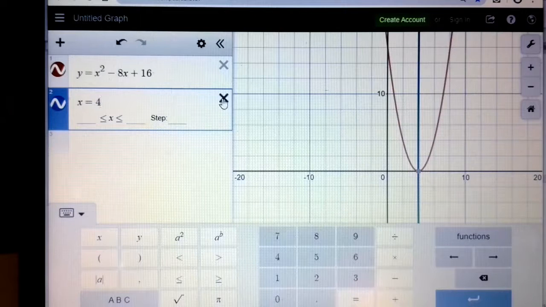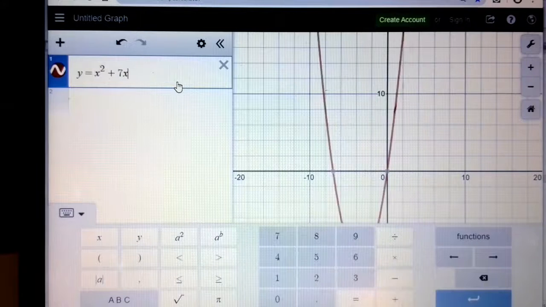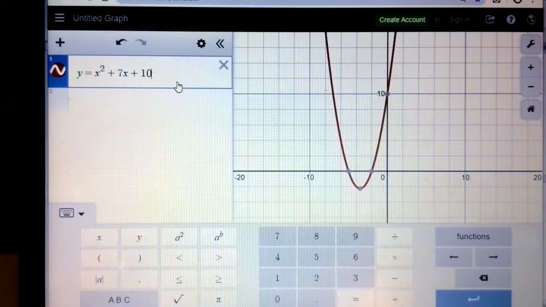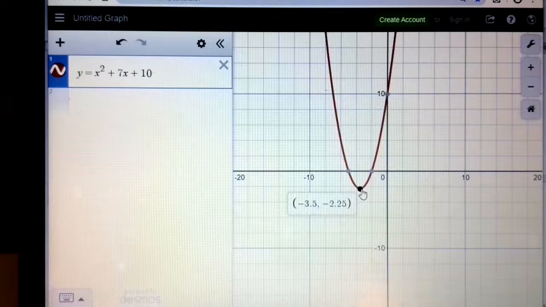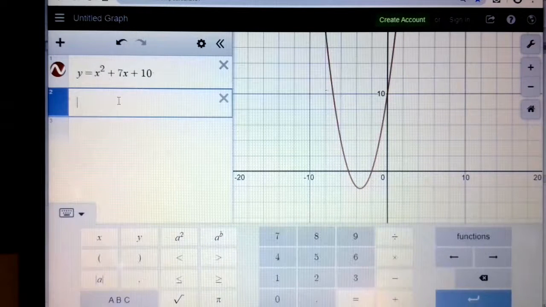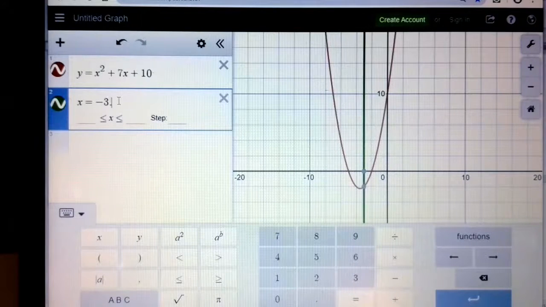On my next one, where I have y is equal to x squared plus 7x plus 10, now this one's interesting because my graph not only moved to the left, but it also went down. When I look at my vertex point, finding that line of symmetry, I again have to look at that x coordinate. So when I go to write my equation, I'm going to have to say x is going to be equal to negative 3.5.